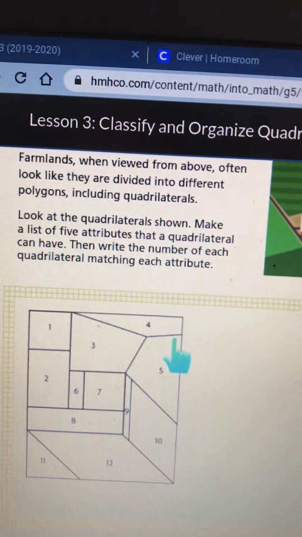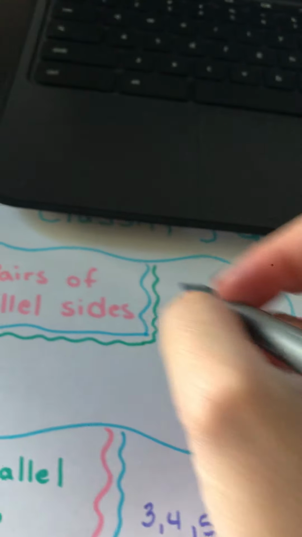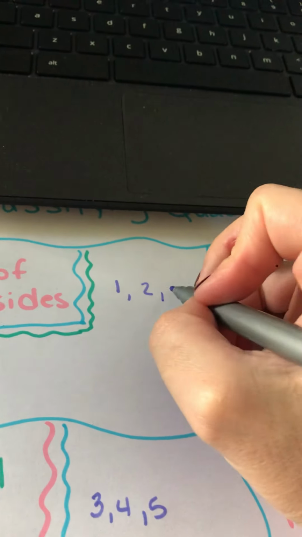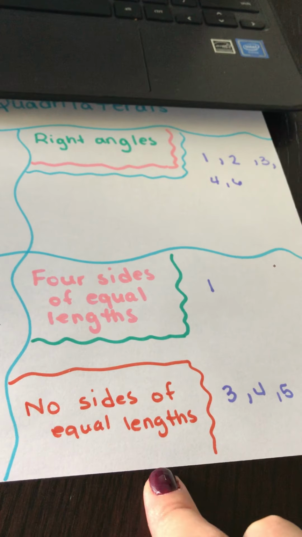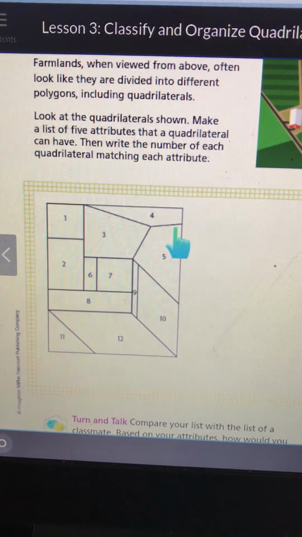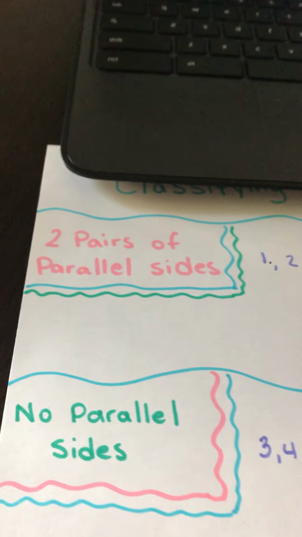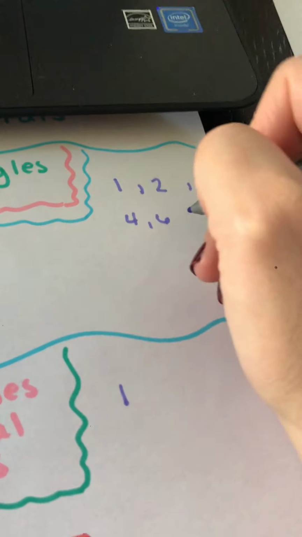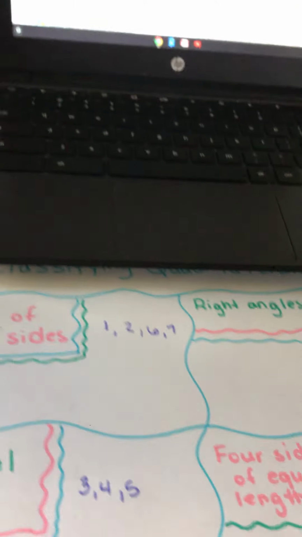Another little tiny small rectangle. So I know if it's a rectangle, it definitely has right angles. So it has 2 pairs of parallel sides. Yes, it does. Does it have 4 sides of equal length? No. Does it have no sides of equal length? That's not true either. Then we go to number 7. That's a perfect square. So I know that a square has 2 pairs of parallel sides. It has right angles. It has 4 equal sides of length. So that's what you would continue to do to classify and organize them.